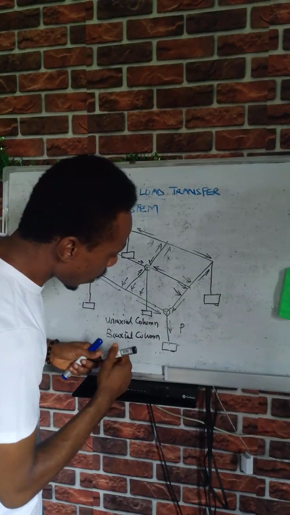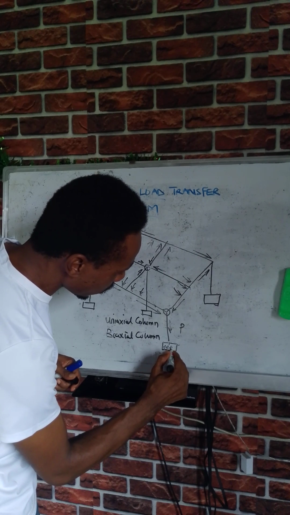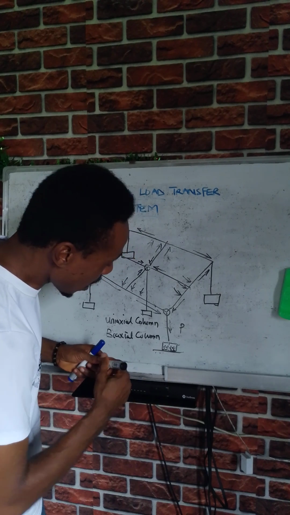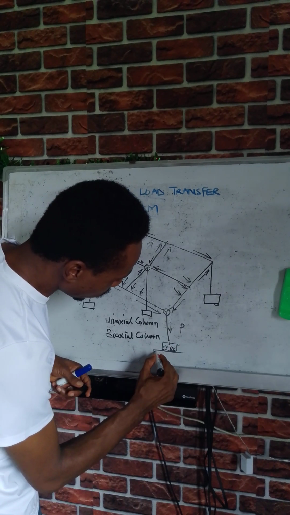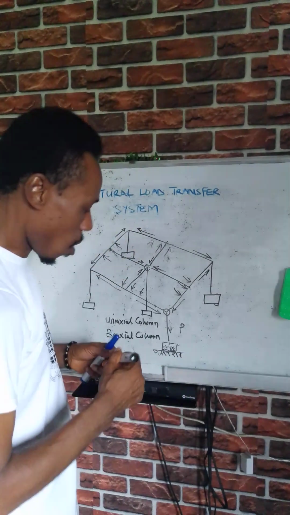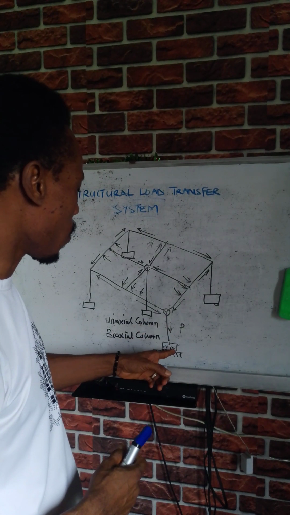Now once it goes down, it comes to the base, and the base now spreads it along the area of that base. So it is the soil that is the receiving end of this load. So once this load comes down, it is to now be spread.